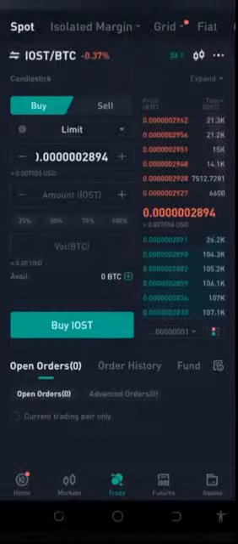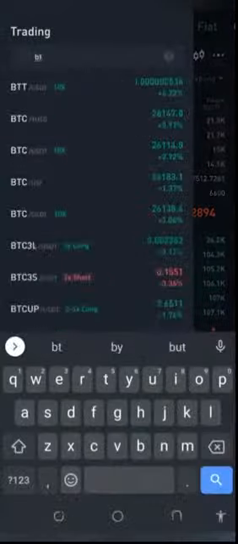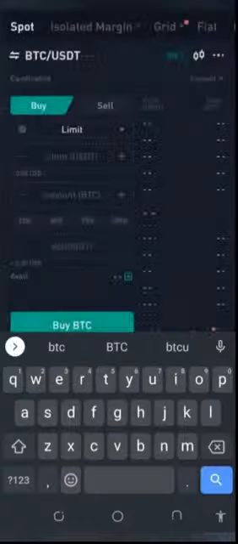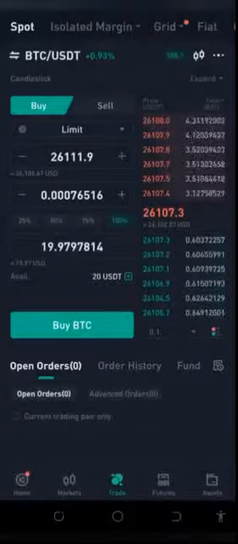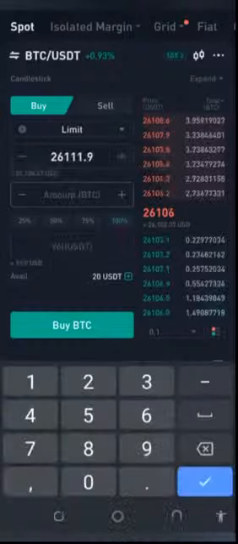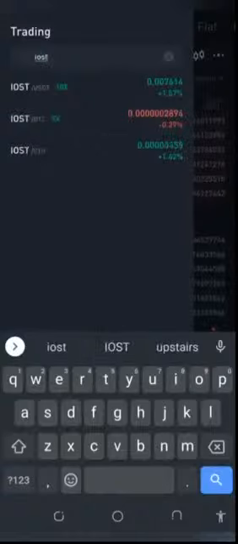Okay, so now we have our usual $20, right? We're going to first of all go to BTC. Let's see how much we will get. Okay, so we're just going to pick up the 100%. We will get 0.000765516. Okay, let's just cut that and then quickly run back to our IOST BTC.